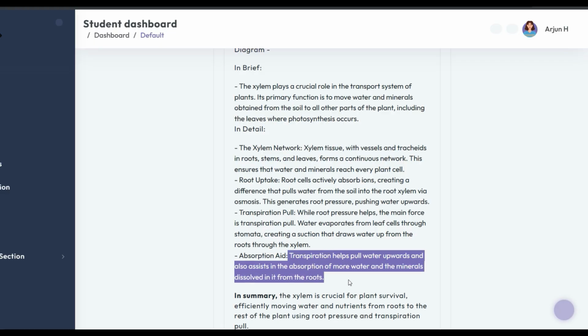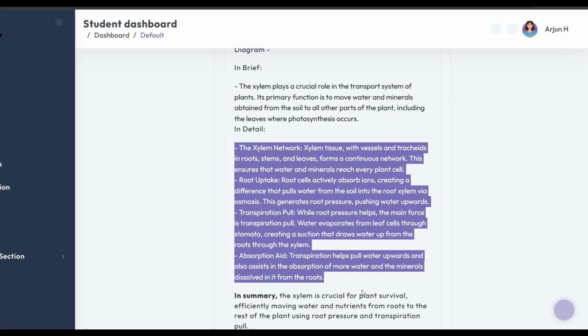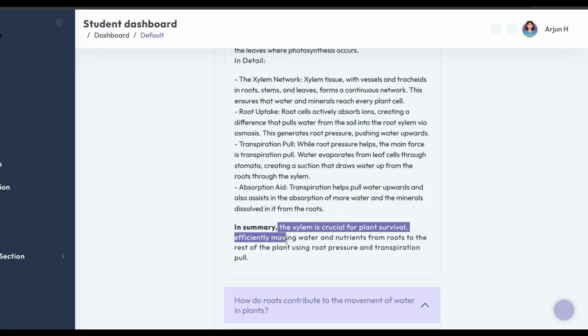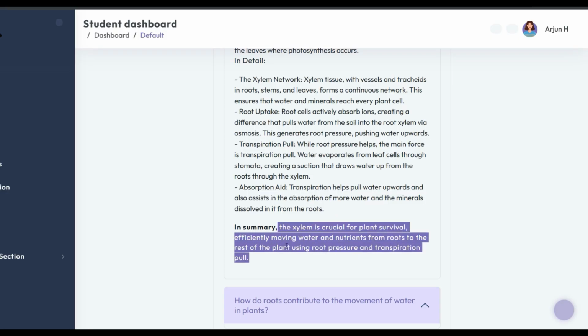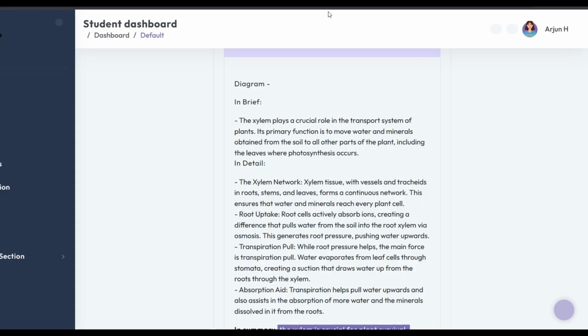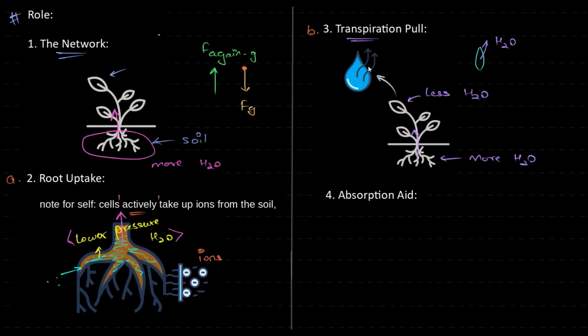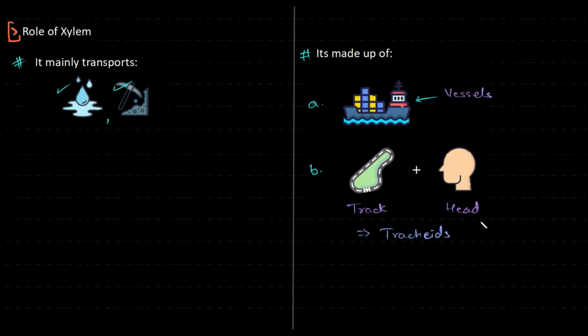Transpiration helps pull water upward and also assists in absorption of more water and the minerals dissolved in it from the roots. Okay, so these are all the roles of xylem in detail. In summary, xylem is crucial for plant survival, effectively moving water and minerals or nutrients from the root to the rest of the plant using root pressure and transpiration pull. Yes, so this has to do with minerals being dissolved and all of that. So all in all, this is your xylem.